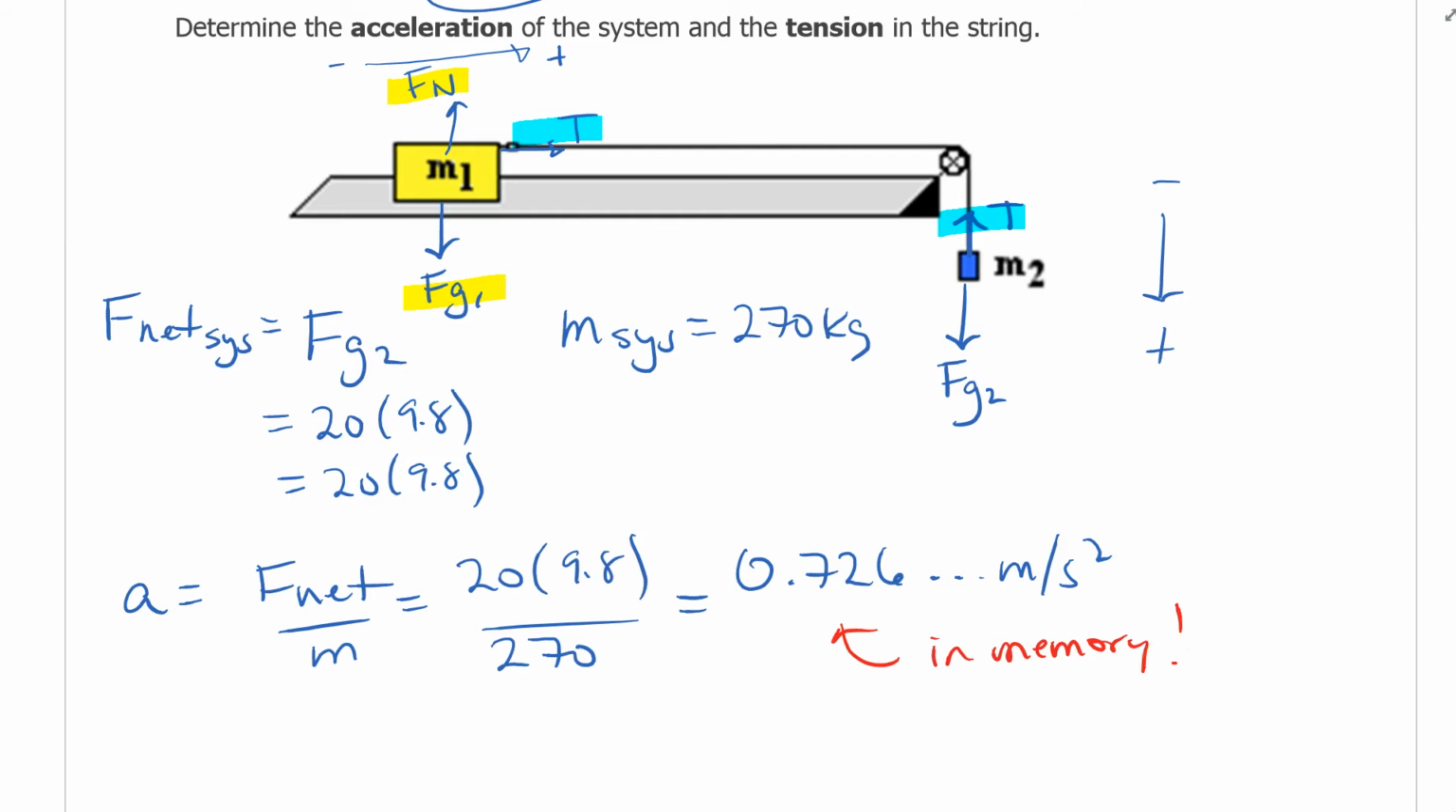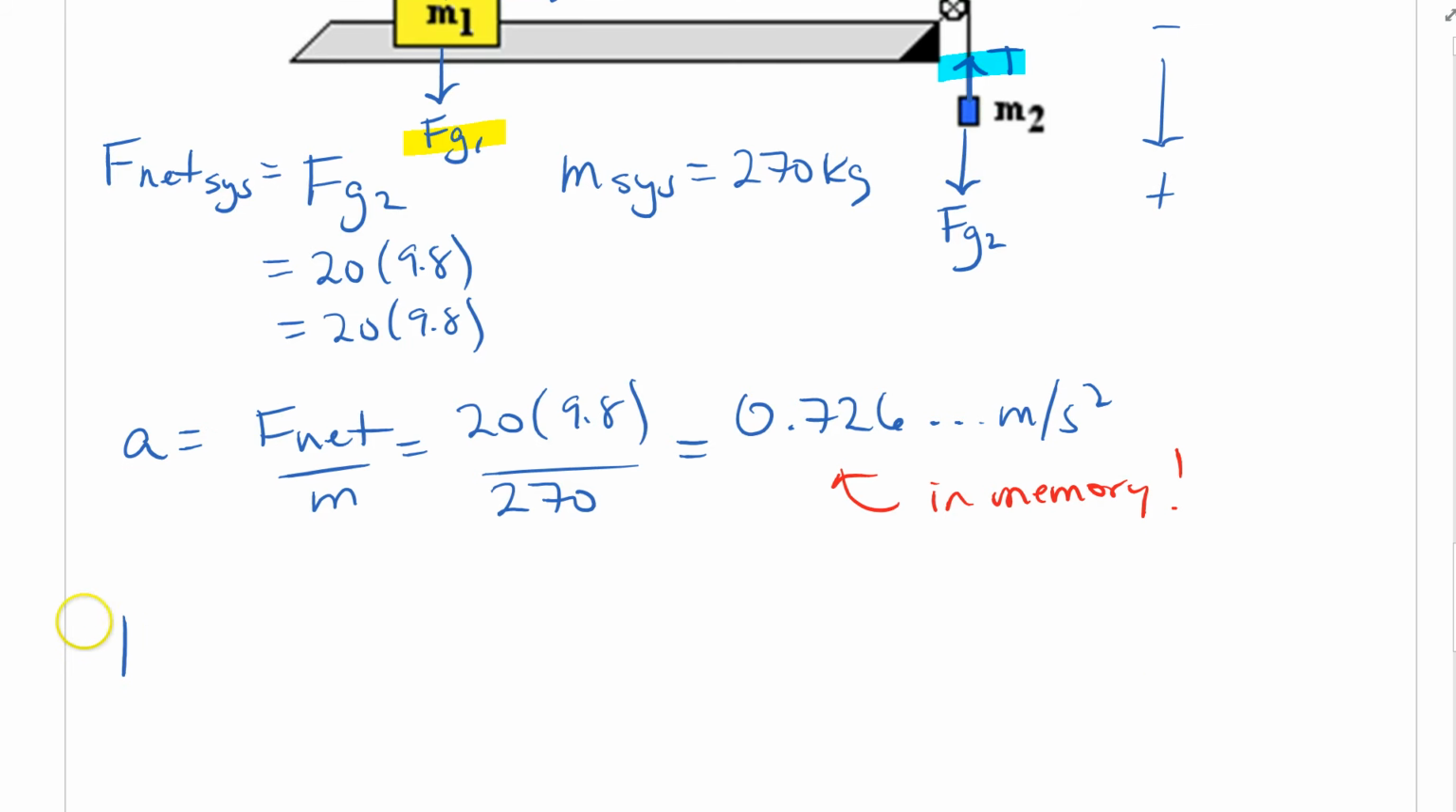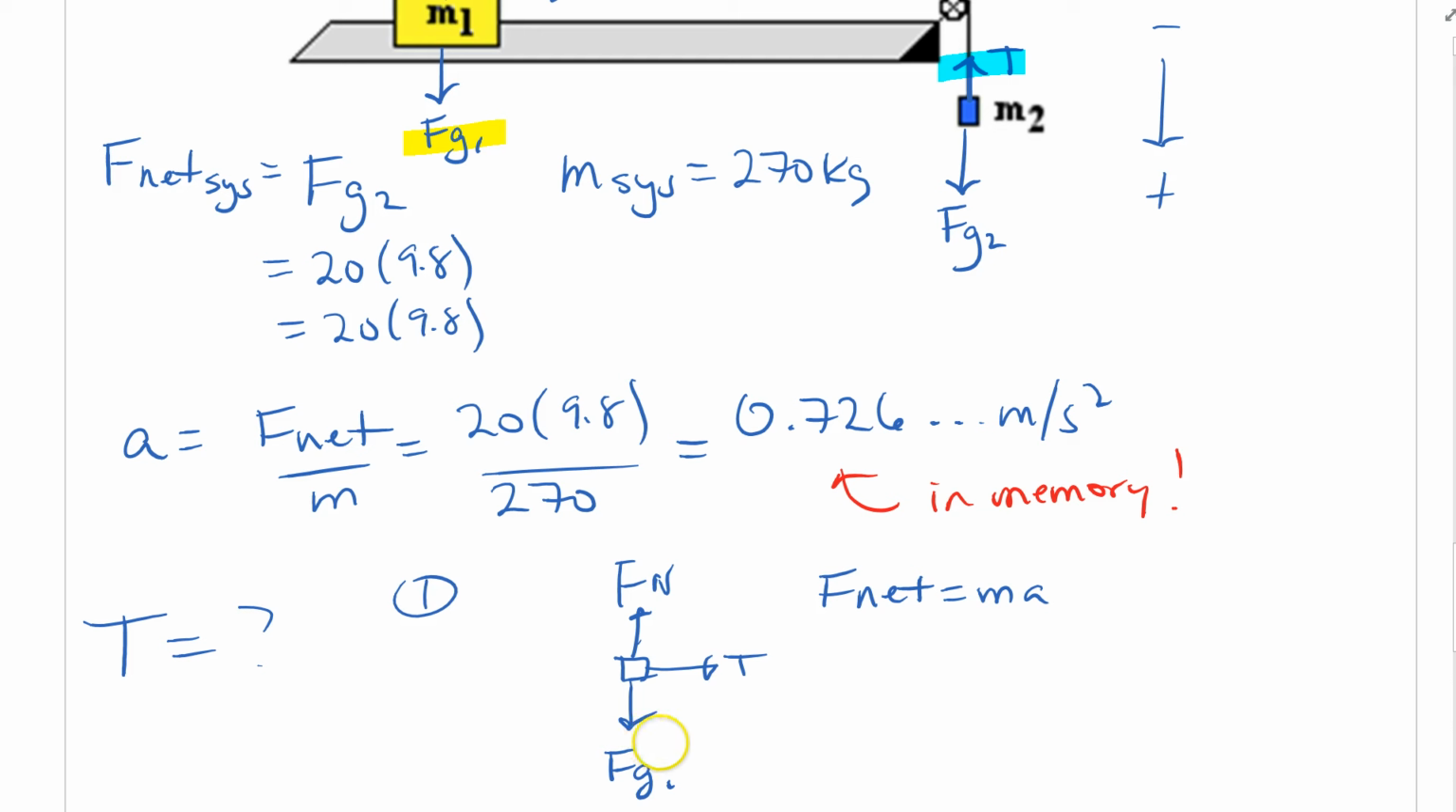Alright, now the second part is the tension. Just like before, we're going to look at one of the individual free body diagrams. So to do the tension force, let's try free body diagram number 1. So here's my object. I had Fg1 downwards, I had the normal force this way, and I had this tension force that way. If I write an F net equals ma statement for it, these two cancel each other out, and I just have that tension force, which is equal to the mass of object number 1.